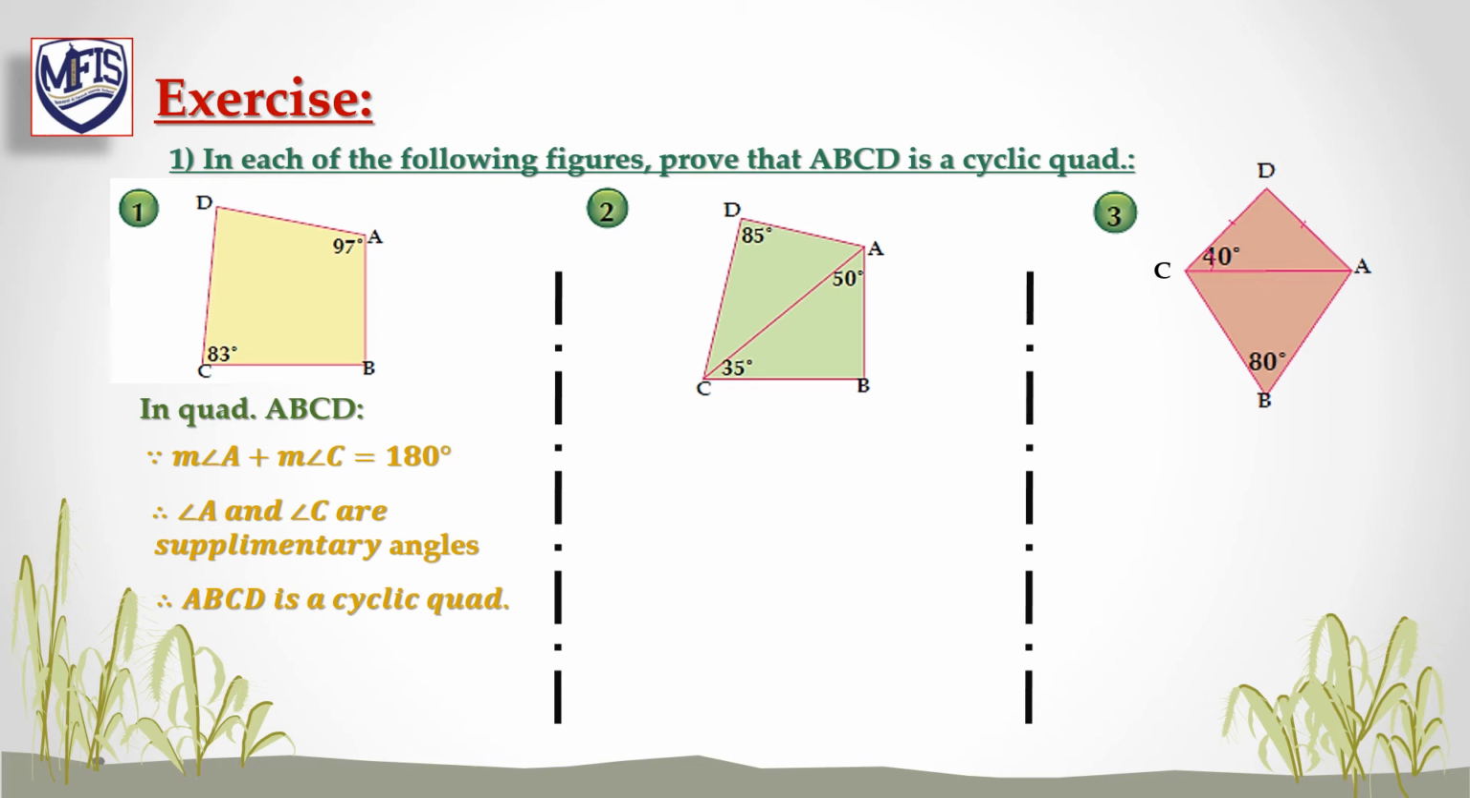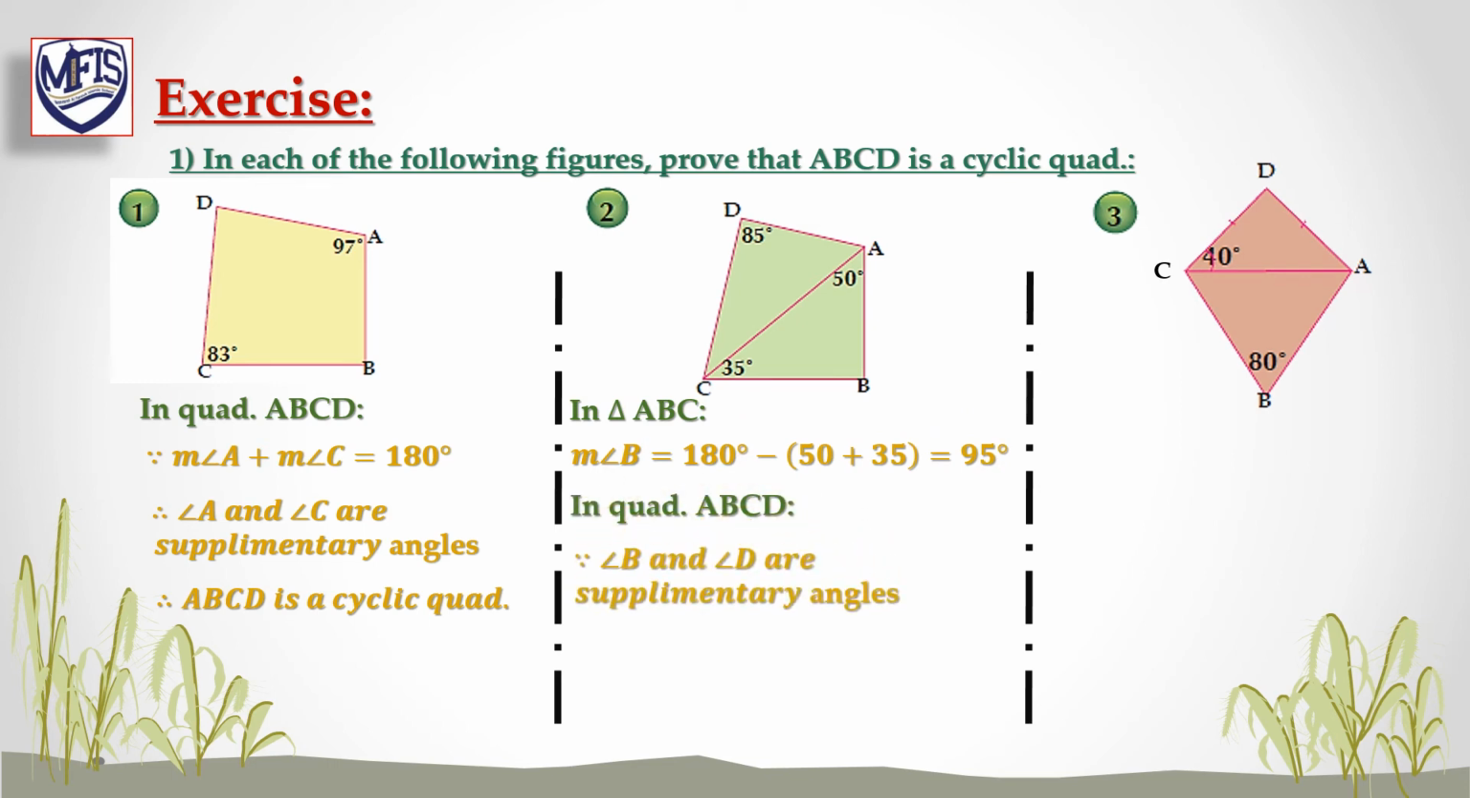Now look at figure number 2 and figure number 3. I want to prove that ABCD in each of them is a cyclic quad. Now stop the video, then solve the problem with the steps. Okay? Write the steps, then check your answer. Now the answer of number 2. And the answer of number 3.